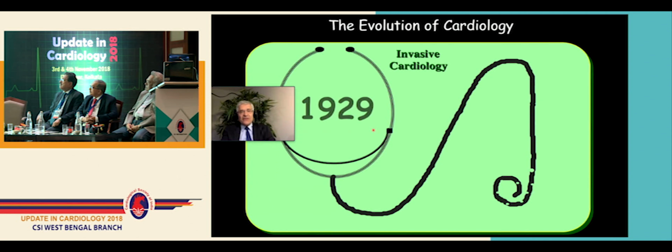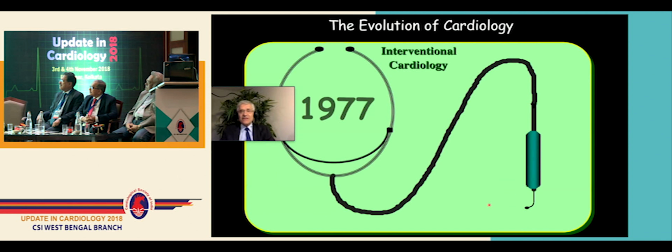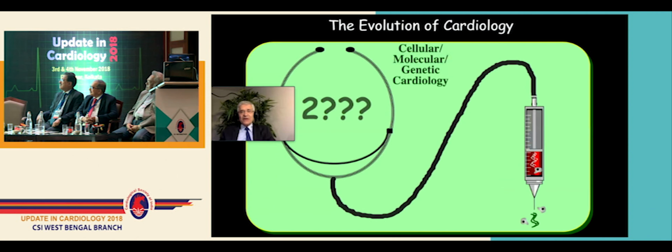So let me just finish up by showing that, yes, we started invasive cardiology in 1929 with Forssmann's self-experiment, and our stethoscope turned into this kind of a stethoscope. Then Grünzig gave us interventional cardiology, and our stethoscope started to look like this. Then, of course, in 1986, the stent came in, and we moved from interventional to interstitial cardiology, and our emblems looked like this. Then drug-eluting stents came about, and I doubt that we will go any further.